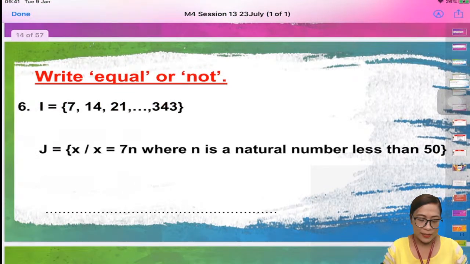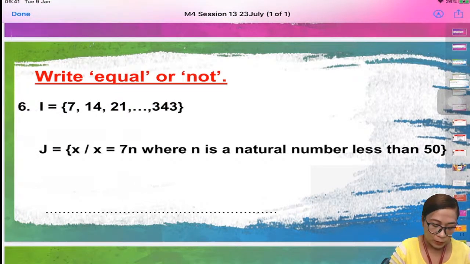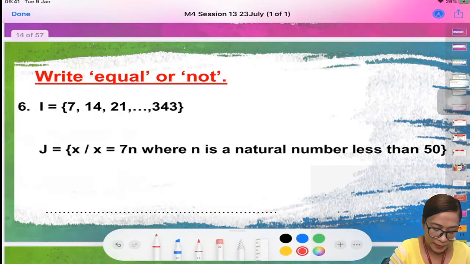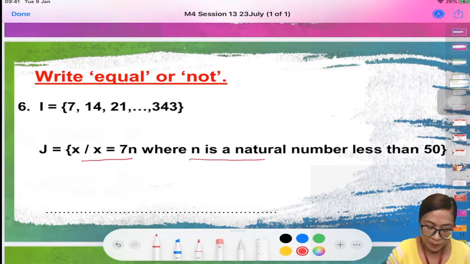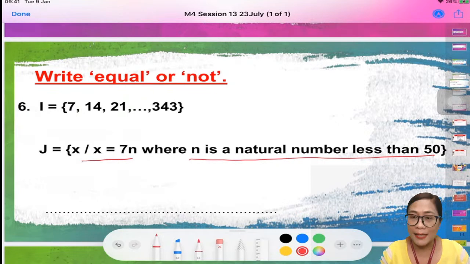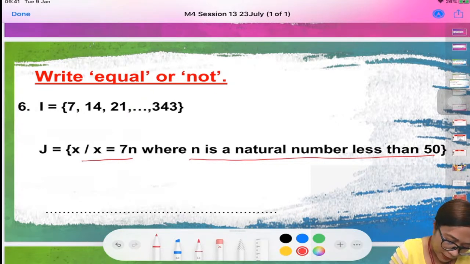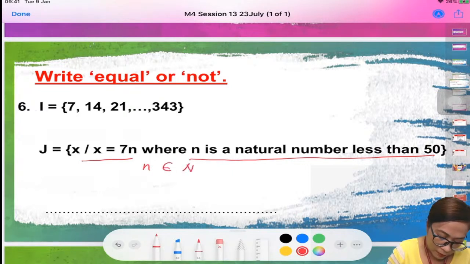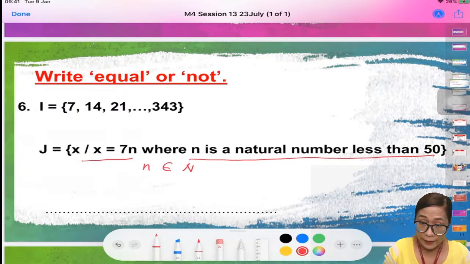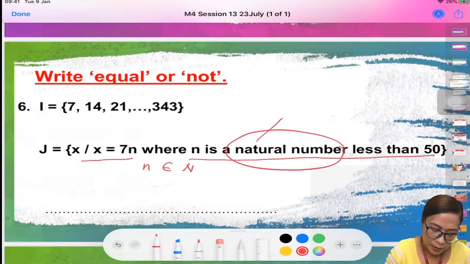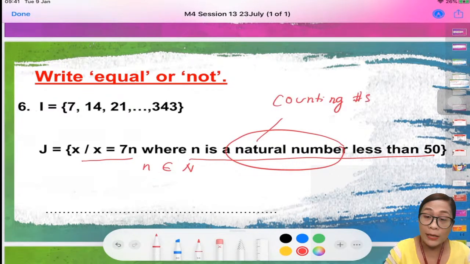Write equal or not. I is the set of 7, 14, 21, ellipsis, 343, and J is the set of all x such that x is equal to 7n, where n is a natural number less than 50. So let's have first n. What is n? n is a natural number, so n belongs to the set of natural numbers, big letter N. So what are the natural numbers? Natural numbers, if you recall, are just counting numbers. How do we count, students? We begin with 1.